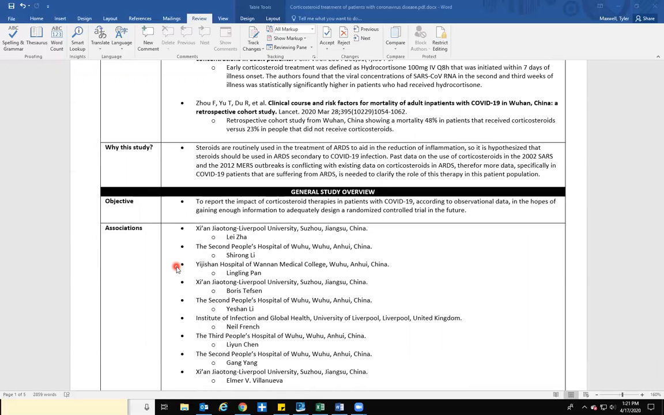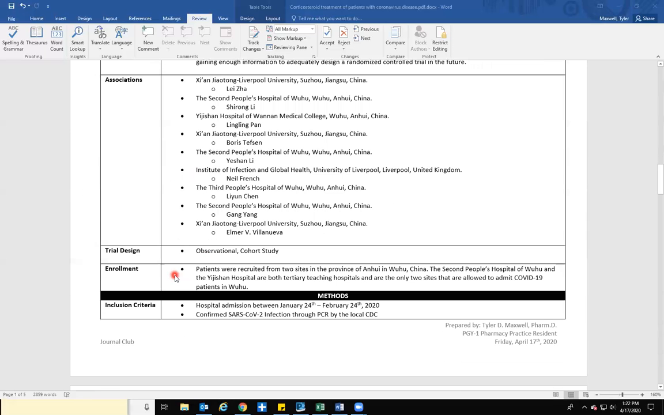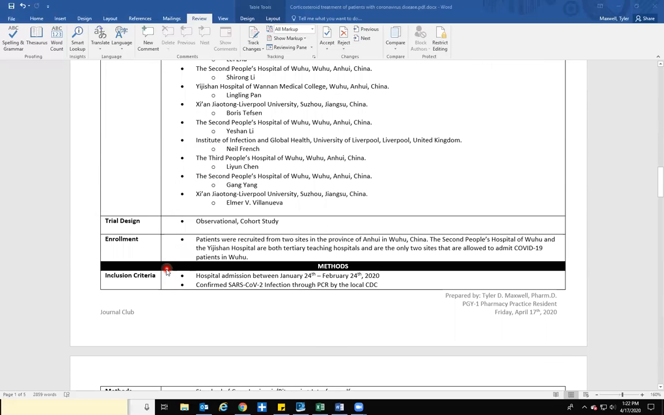So the objective of this study was really to report the impact of corticosteroid therapies in their COVID-19 patients. I think it's really important in this study, they weren't actually hoping to find an answer about what they should do with steroids. They just wanted to gain more information to hopefully design a randomized control trial somewhere in the future. All these patients were from Anhui, China, and this was an observational cohort study.